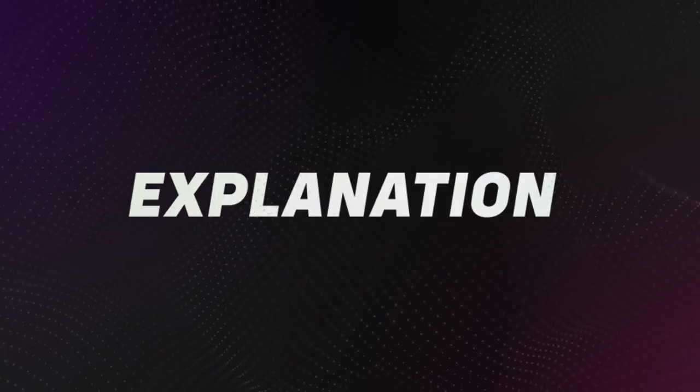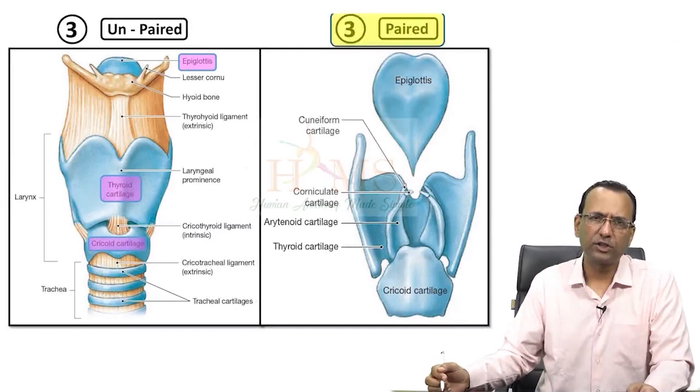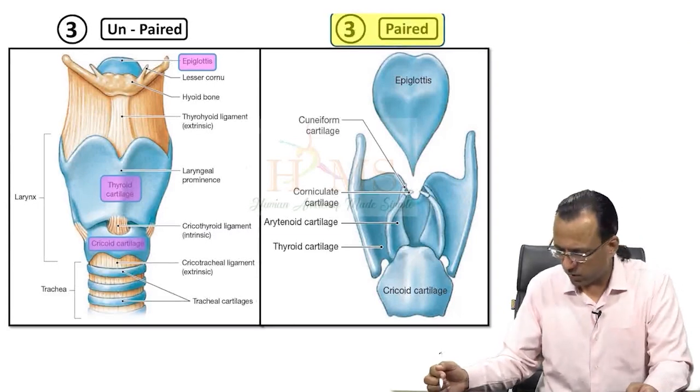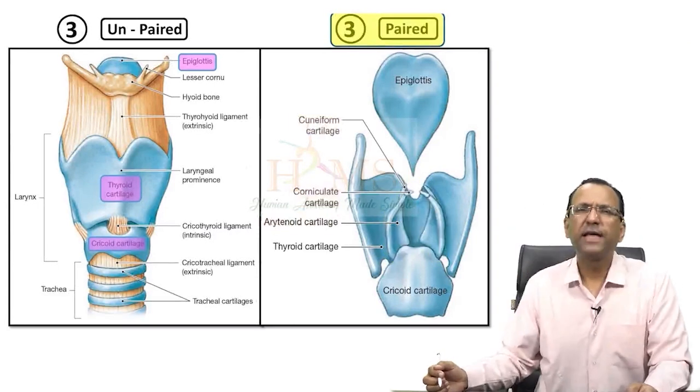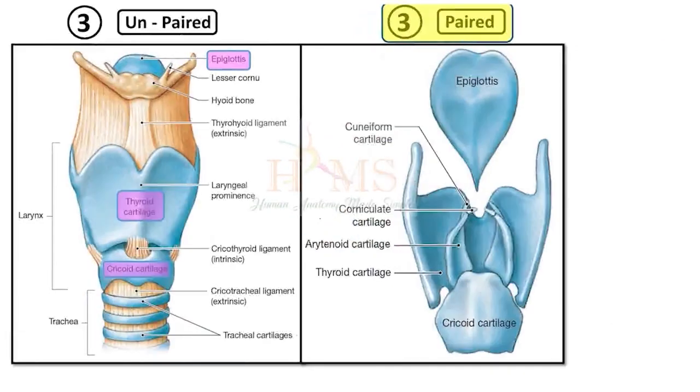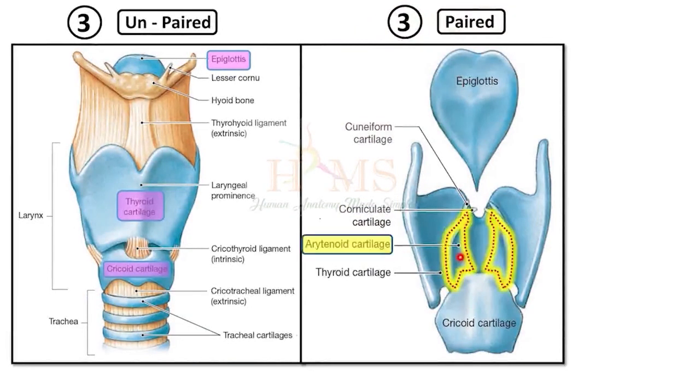Here's the explanation. What about the 3 paired cartilages? You can see them from the posterior view of the larynx. And when you see the posterior of the larynx, I see 3 paired cartilages. Who are they? Let us name them. They are a pair of arytenoid cartilages, and on that, a pair of corniculate cartilages, and on that, a pair of cuneiform cartilages.